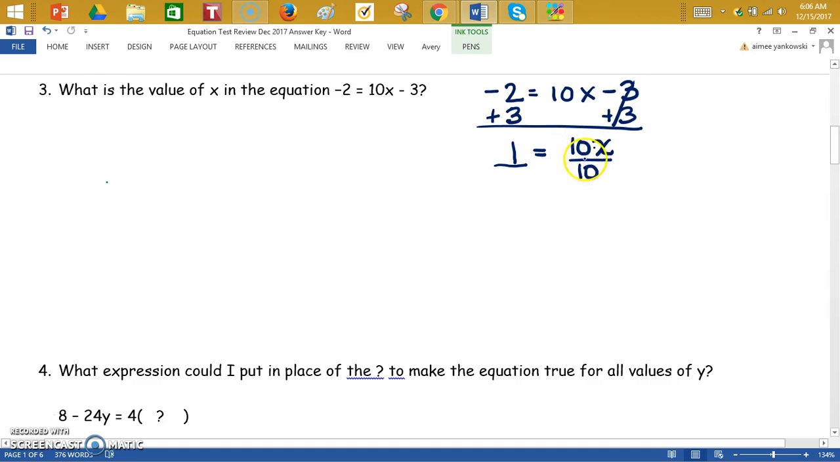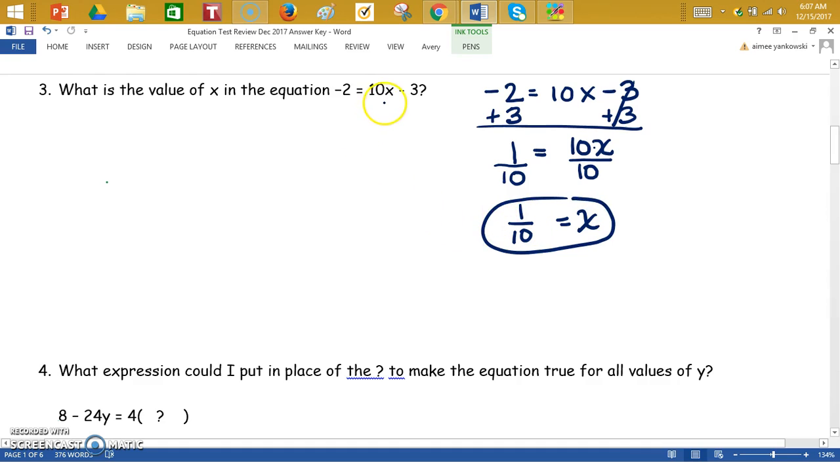This will allow my coefficient of x to be 1. What's 1x? 1x is just x, and that's the goal here. But if I'm going to divide the right side of my equal sign by 10, I must also divide the left side by 10, so the equality remains. So 1/10 is my value of x.